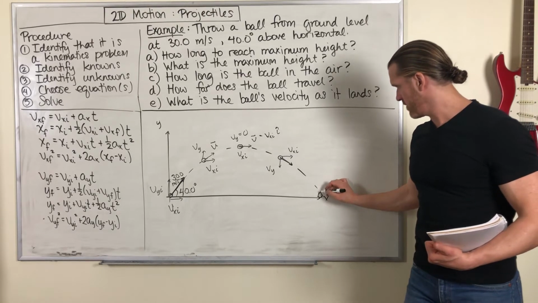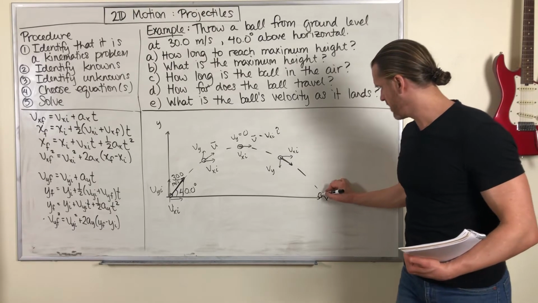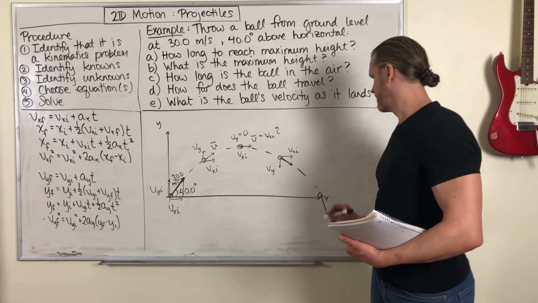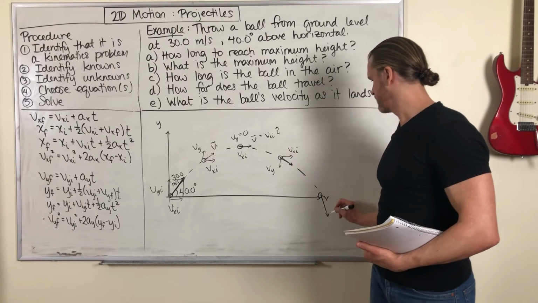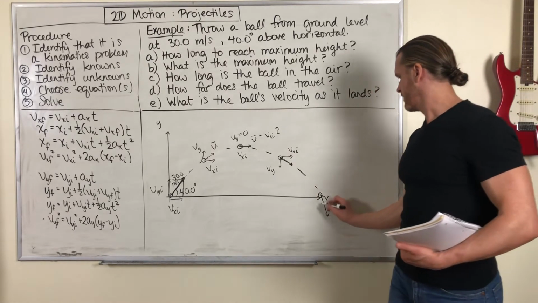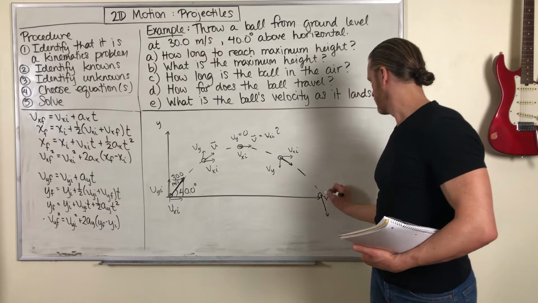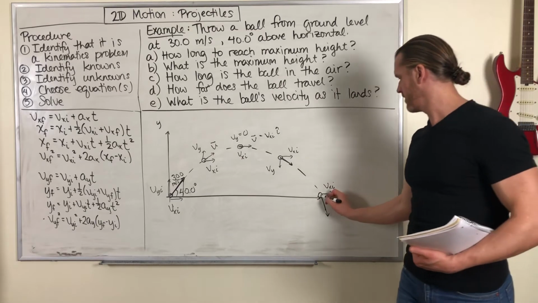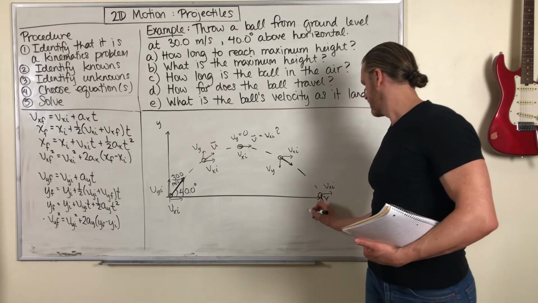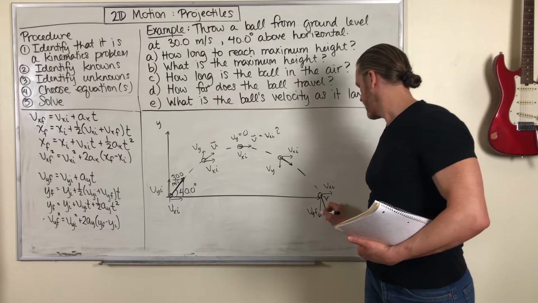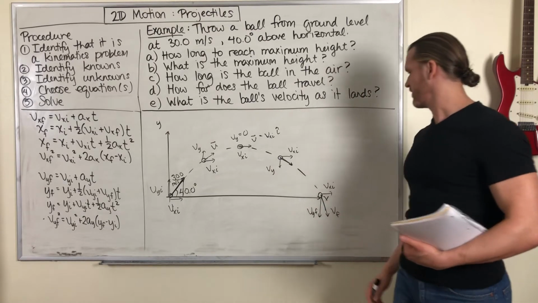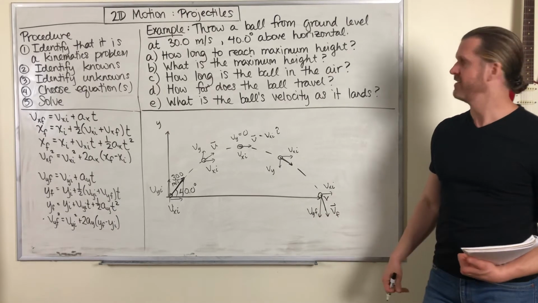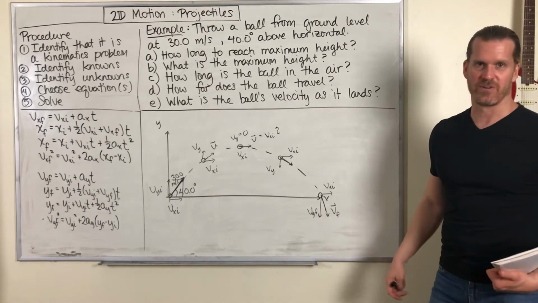And then by the time the ball is just about to hit the ground, its final velocity vector looks like that. And there's your Vx, which is still that same value it's been the whole time. And here's Vy final. There's V final at the very end. And we'll figure out what these values are in part E of the problem.